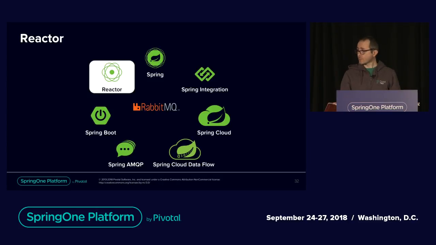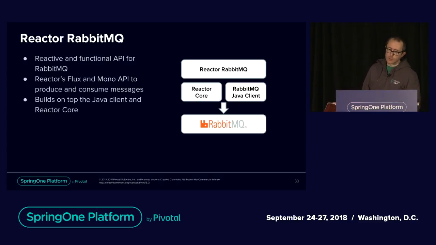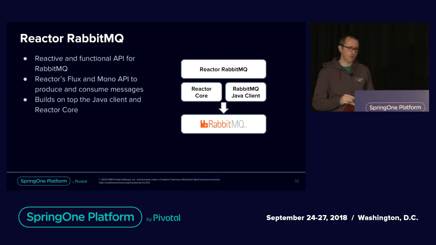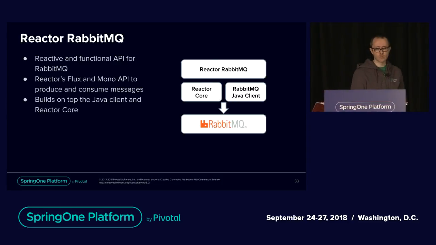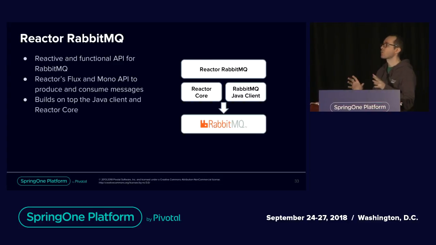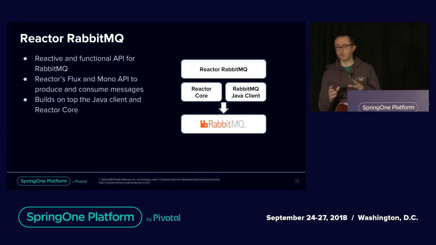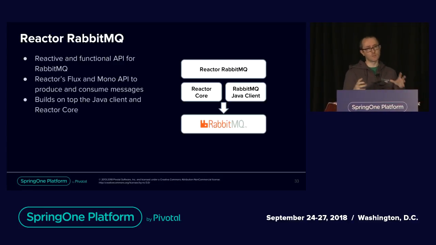Reactor. We created, a few months ago, last year if I remember correctly, the Reactor RabbitMQ extension. The point here is to provide a functional and reactive API for Rabbit, and it builds on top of Reactor Core and the Java client.